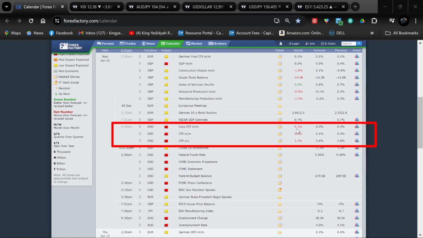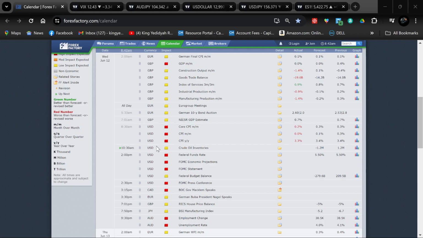And core CPI was 0.2%, forecast was 0.3%, fell short by 0.1%. So we were supposed to stay the same on that one, and we fell 0.1%. All right, so next up, we have crude oil inventories at 10:30 a.m.